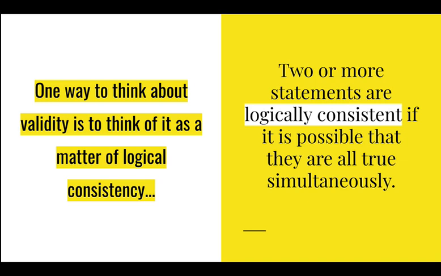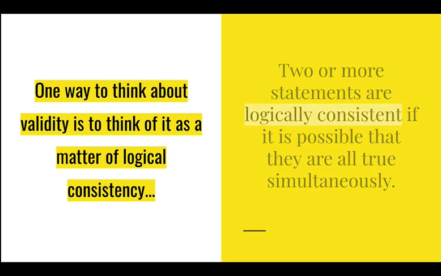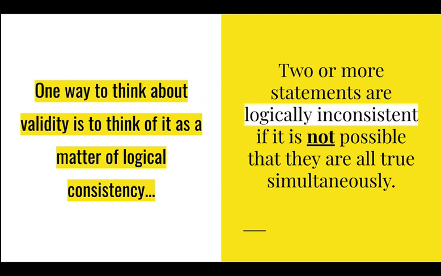Do they contradict each other in any way? No? Excellent. Then in that case, the statements are logically consistent. So logical inconsistency is as follows. Two or more statements are logically inconsistent if it is not possible that they are all true simultaneously. Something about the statements jointly is contradictory. One contradicts another, right? So in that case, the set of statements can't be consistent. They're inconsistent.